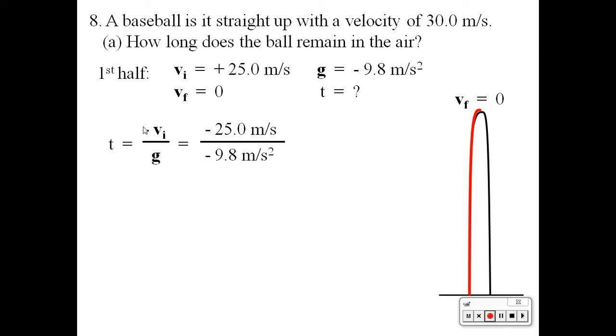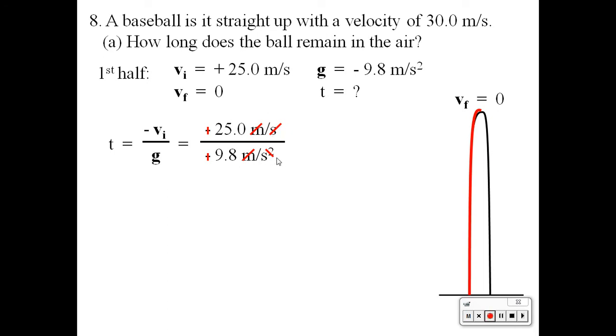Plugging in our values, negative, this negative comes from here, and then V sub i is 25, and then g is negative 9.8. A whole lot of stuff cancels out. The negative signs cancel out, the meters cancel out. This meter is in the numerator of the numerator. This meter is in the numerator of the denominator. They cancel out.